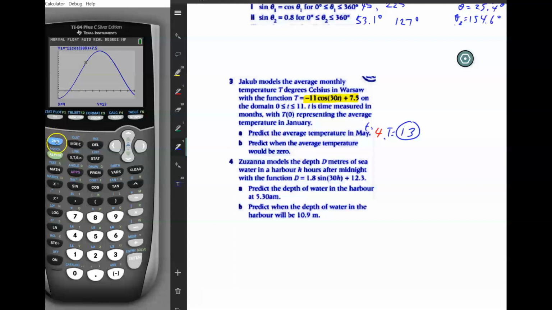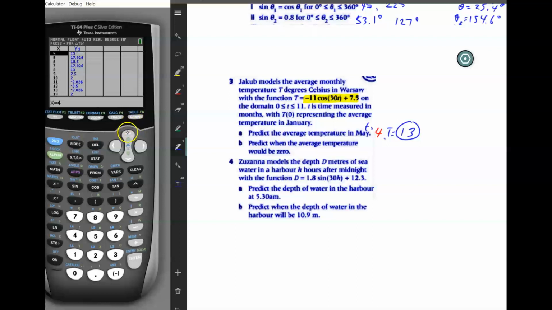And the other way you could do it is you could do a table. So second table, and then you could find t equals 4 on the left side, x equals 4, and then that would give you that y is equal to 13, right? This takes too long. Okay, it doesn't take that long on a real calculator, it takes long on this virtual calculator. Predict when the average temperature would be 0.